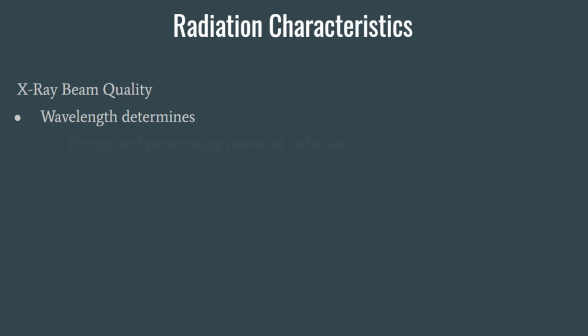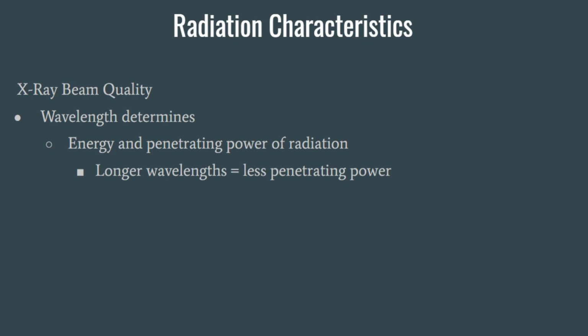So what again does wavelength determine? Wavelength determines the energy and penetrating power of radiation. How powerful is the beam coming out of the tube head? Our longer wavelengths, remember, more distance in between, fewer waves, more distance. Longer wavelengths have less penetrating power. They are not as powerful. They are more likely to be absorbed into matter. So these wavelengths could be more dangerous to our patients.